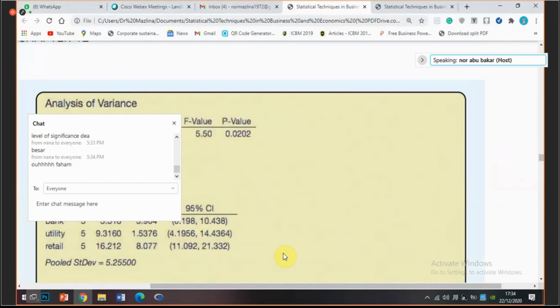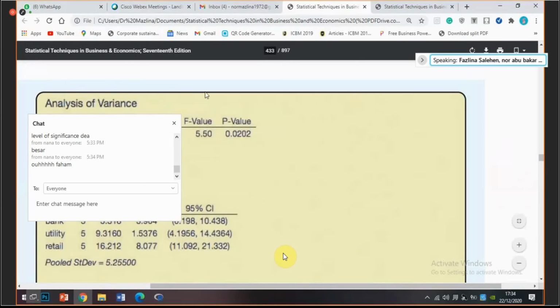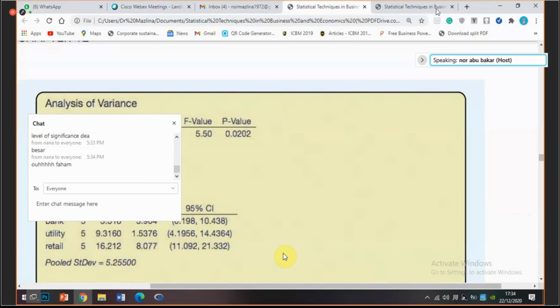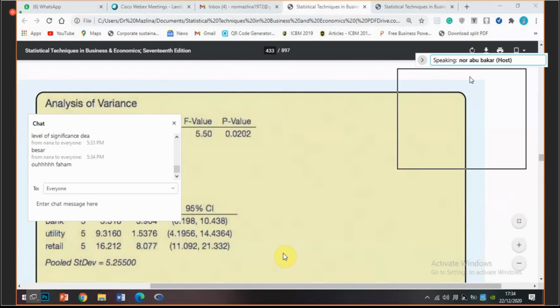Okay. Ada ANOVA table, tak? Boleh masuk. Kita jangan bagi dia masuk, okay, kejap. Mana dia? Okay, kadang-kadang dia secara automatic jadi off, ya.